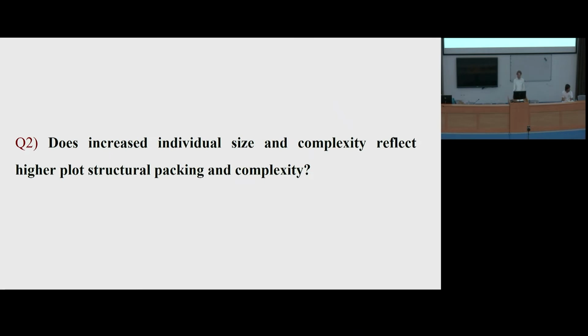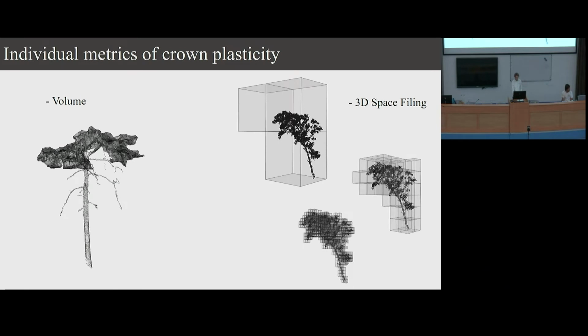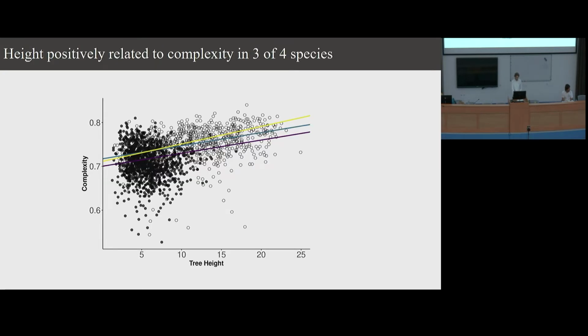So what does that mean when we look at the individual? Does the individual size and complexity reflect what we're seeing at the plot scale? So do individuals within more diverse stands, or that are bigger, have more complexity? So again, we calculated volume on each individual tree and the three-dimensional space filling, but on the individual. And for 3 out of the 4 species, we see a positive relationship between tree height and complexity.